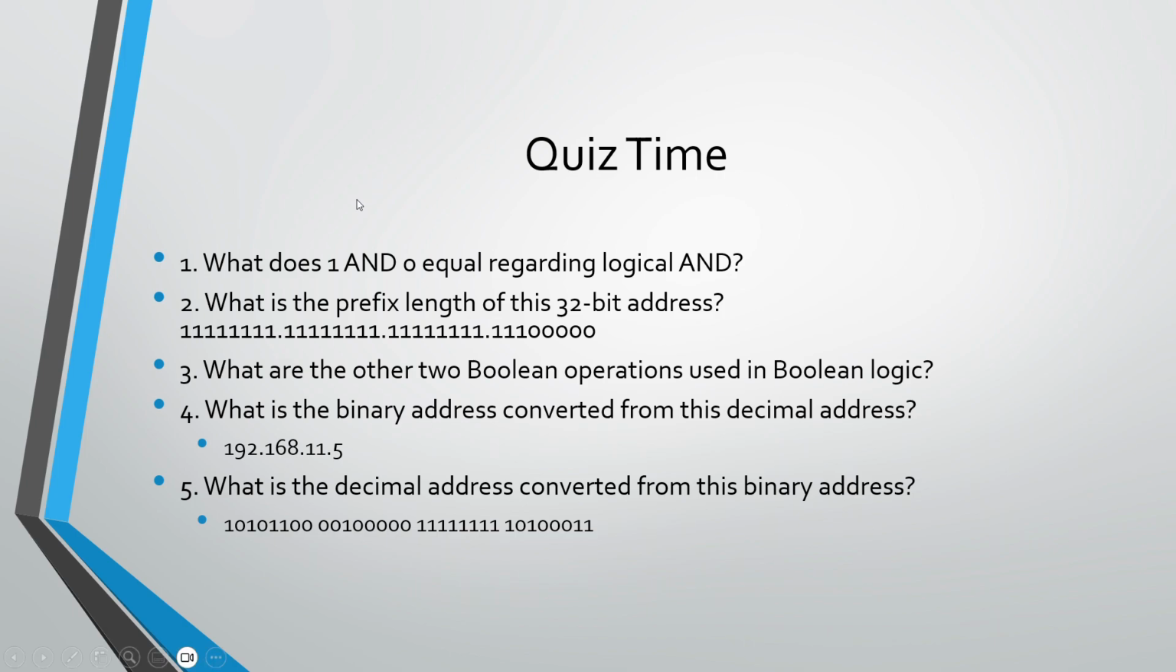And then number 3, what are the other 2 Boolean operations used in Boolean logic? And then number 4, what is the binary address converted from this decimal address, 192.168.11.5? And then 5, what is the decimal address converted from this binary address? Like I said in the last video, I encourage you to pause this video and take your time to answer these questions before we get into the answer key.